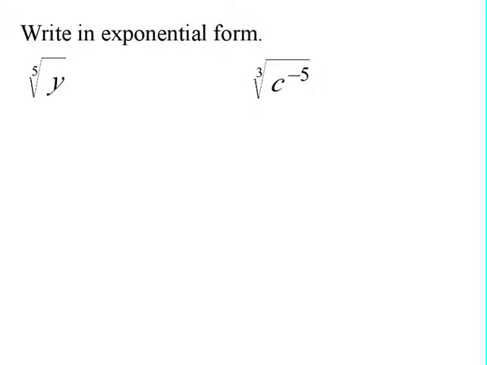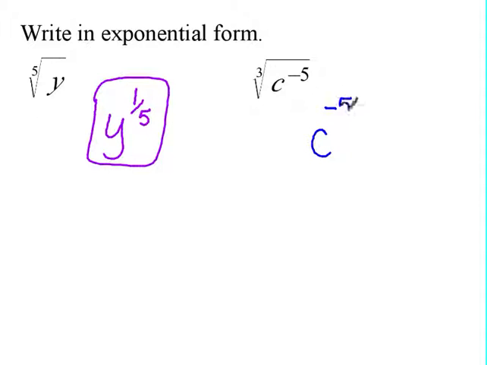This said write in exponential form, so we're going to do the reverse. We're given a radical, and we need to write it in exponential form with an exponent. So what's this one going to be? Y to the 1/5. There you go. What's this one going to be? C to the -5/3. Yep. Remember what I said, denominator outside, the numerator inside, so that will be c to the -5/3.